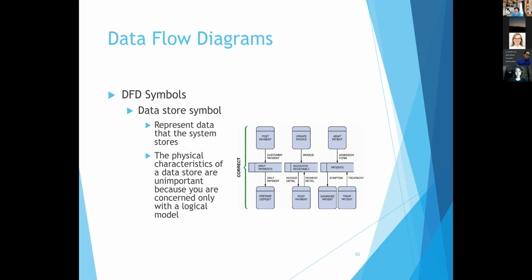Physical characteristics of a data store are unimportant because you are concerned only with the logical model, so don't worry about what kind of database we are going to use, whether it is hard copy or a digital file. You don't worry about this one. You know that you have to keep this data. That's it, that is the goal for the data store that you have to use in the data flow diagram. In this one, let's see.